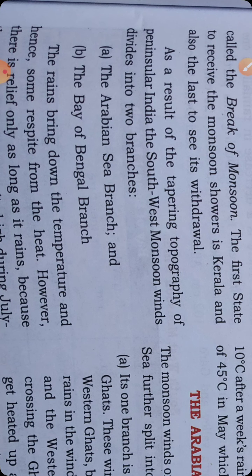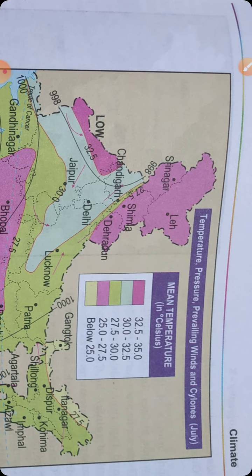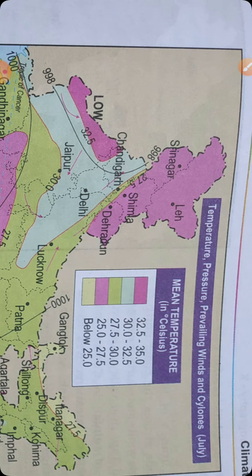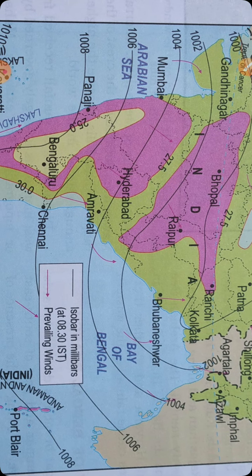As a result of the tapering topography of peninsular India, the southwest monsoon winds divide into two branches, the Arabian Sea branch and the Bay of Bengal branch. Here in the map itself, you can see the temperature and pressure of prevailing winds of the cyclone in the month of July. Mean temperatures are given in the key box, which are very, very important. You have to go through this color coding and see in Leh, in Srinagar, in other states, what kind of pattern has been used.